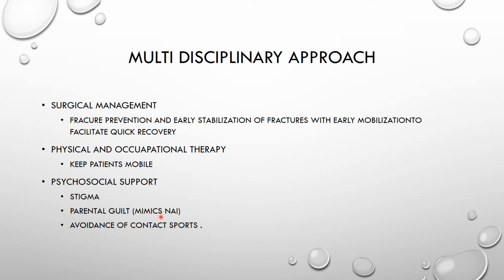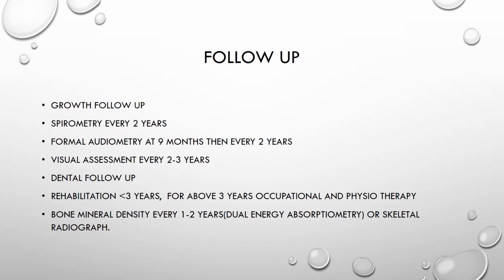Most of the time you find that these patients with multiple fractures at different stages of healing can be mistaken for non-accidental injury, and if this is the case, then the parents can be accused. They can even be put in difficult situations because people think that the parents are actually causing these injuries, but in fact it is osteogenesis imperfecta. So this is a big issue of distinguishing osteogenesis imperfecta from non-accidental injury. Then we also have the issue of avoidance of contact sports.